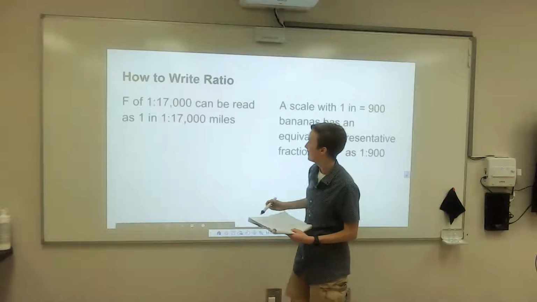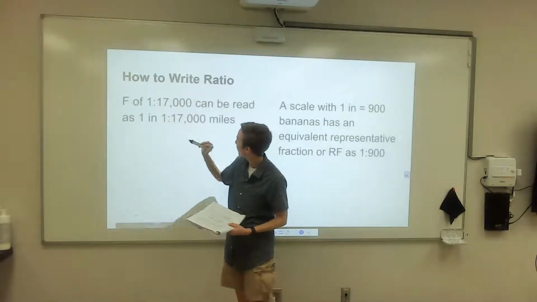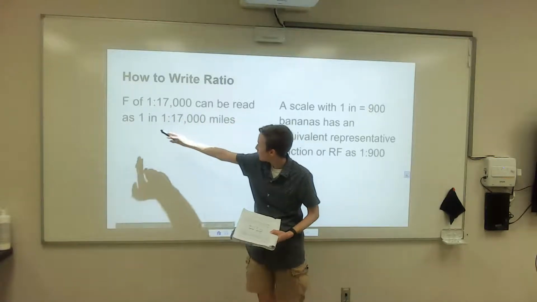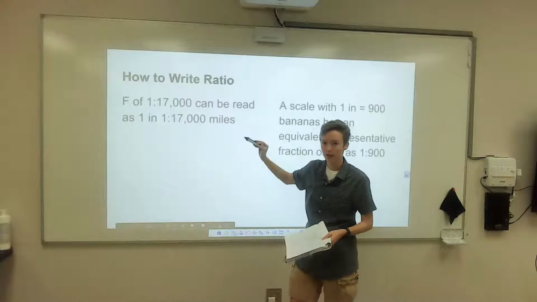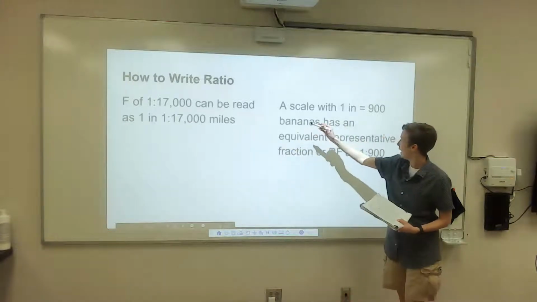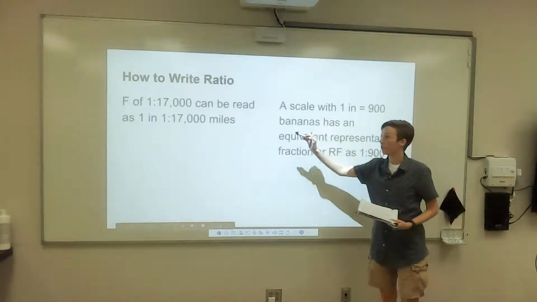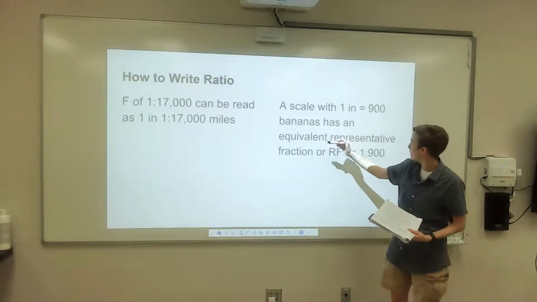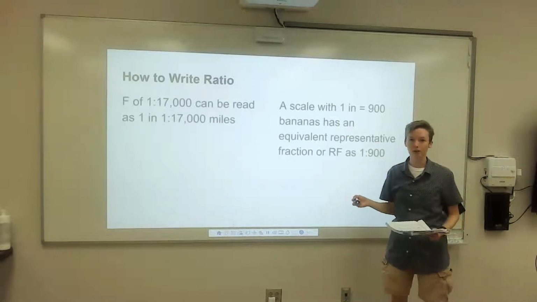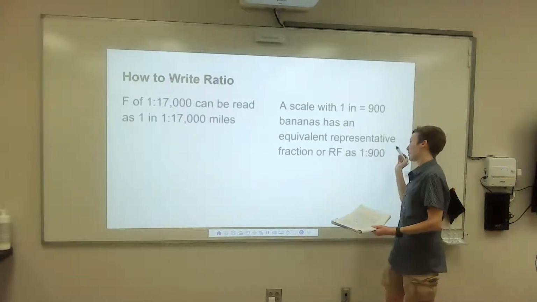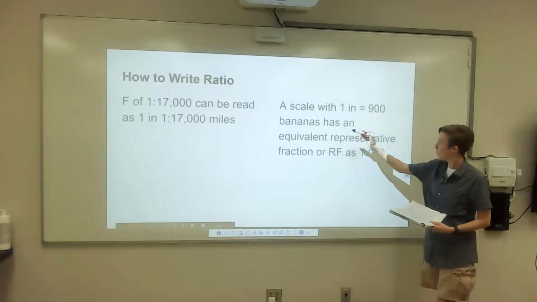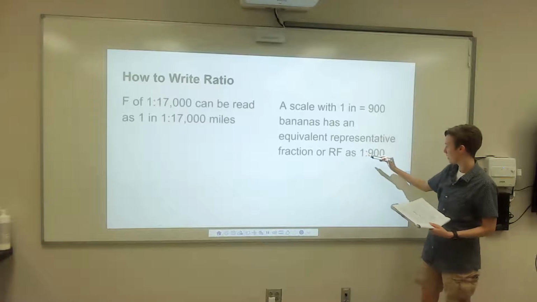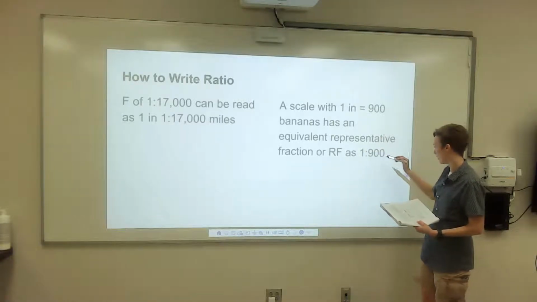How to write a ratio. So, 1 to 17,000 on a scale can be read as 1 in 17,000 miles. Or a different way of reading a ratio could be a scale with 1 in 900 bananas, which has an equivalent representative fraction, RF. It's a lot easier to say than representative fraction. So 1 in 900 bananas has an RF the same as 1 in 900.